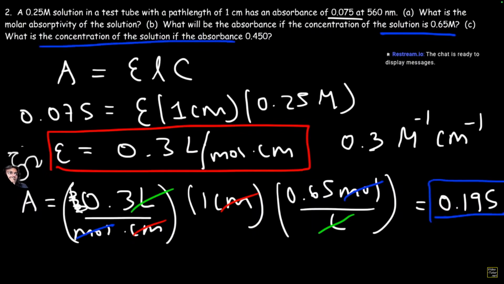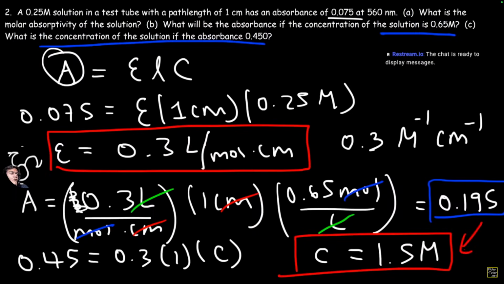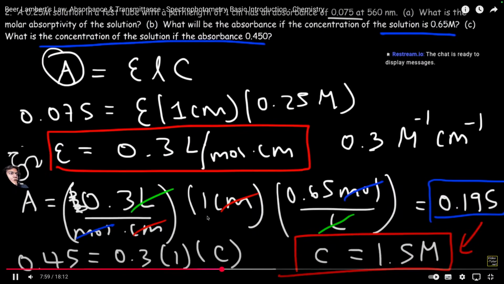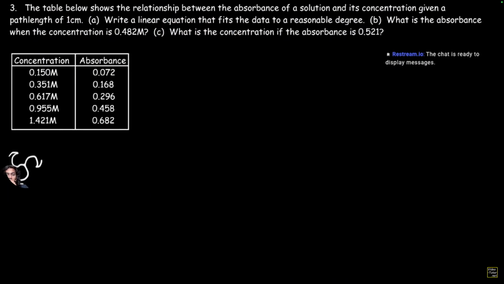Now part C, what is the concentration if the absorbance is 0.45? So let's replace A with 0.45. The molar absorptivity is 0.3. L is still 1. Now let's calculate C. So it's going to be 0.45 divided by 0.3. So the concentration is going to be 1.5 moles per liter. So we have a 1.5 molar solution. And so that's it. So if you have the molar absorptivity, you can easily calculate the absorbance or the concentration of the solution.